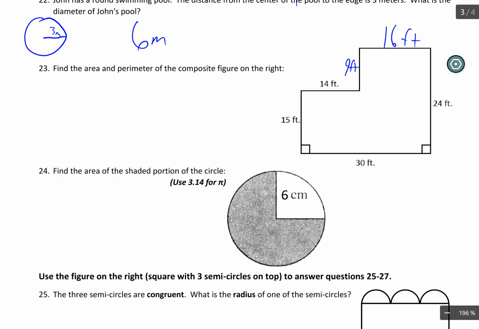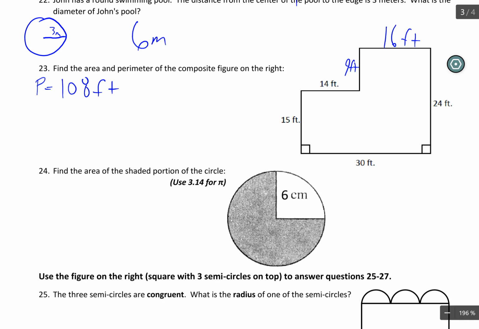And now I have enough information. I can just add up all of the different sides. And so when I do, I should get 108 feet for my perimeter. And it's important to note that my units is just feet, just linear measurements, measuring all along each piece.